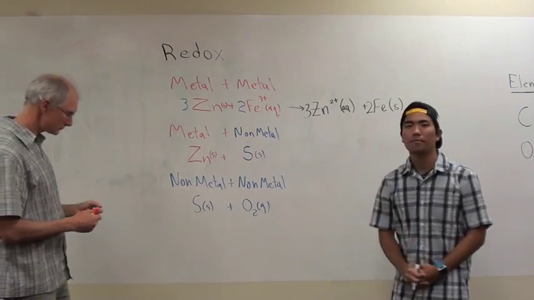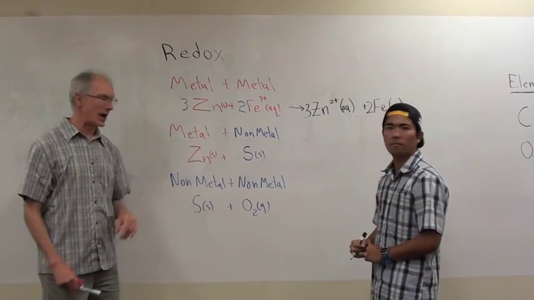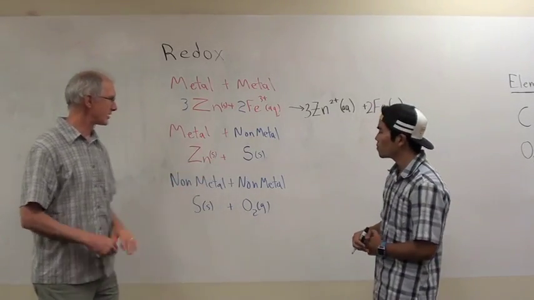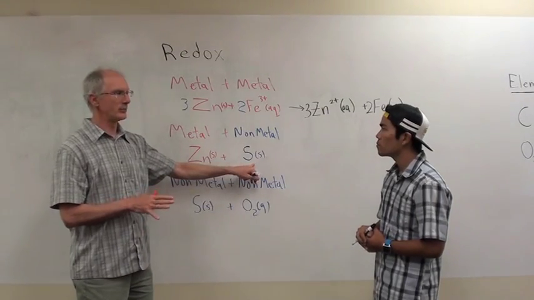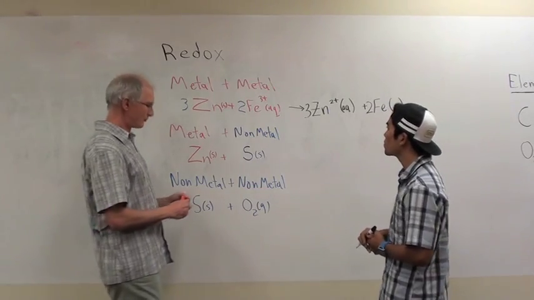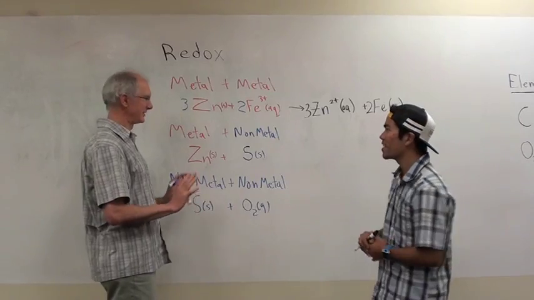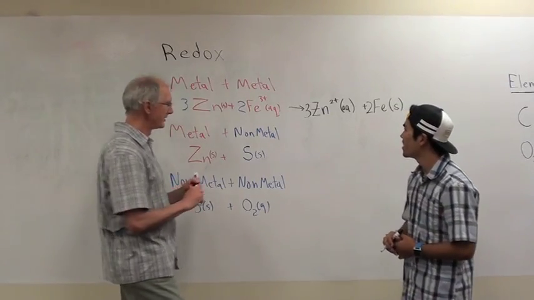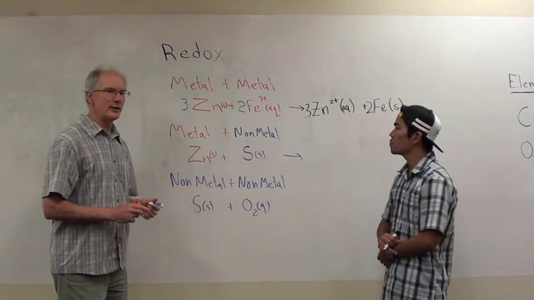Cool. Okay. So our next example, metal plus a non-metal. We have zinc and sulfur. And I'm not putting S8, even though I know it really should be S8 in the elemental form. I'm just simplifying it a little bit. Those at home, you can do it with S8 and bring it to class. So, a metal reacting with a non-metal.